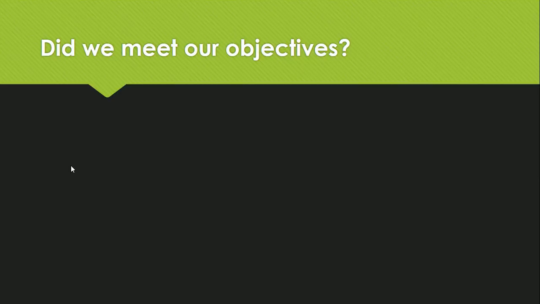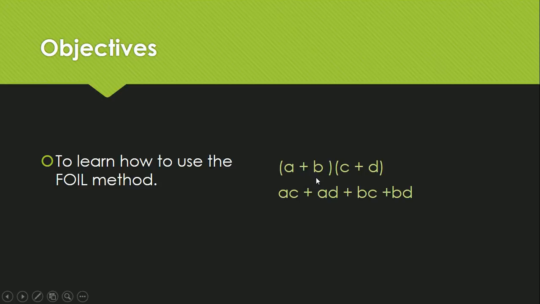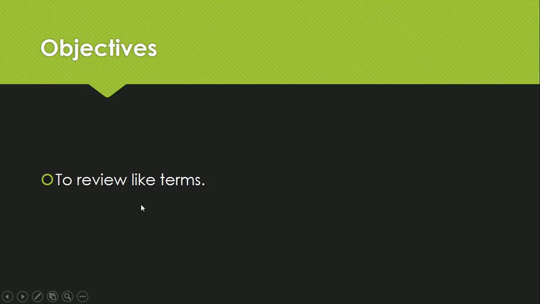Okay, did we meet our objectives today? First one was to learn how to use the FOIL method. I think we got that. That's the first terms, A and the C. The outside terms, the A and the D. Inside terms, the B and the C. And the last terms, the B and the D. So that's the FOIL method, spells FOIL. To review like terms, so we just remember that 2x² and 4x² are like terms because the x² are identical. And so we can add the coefficients and we can get 6x² from those.